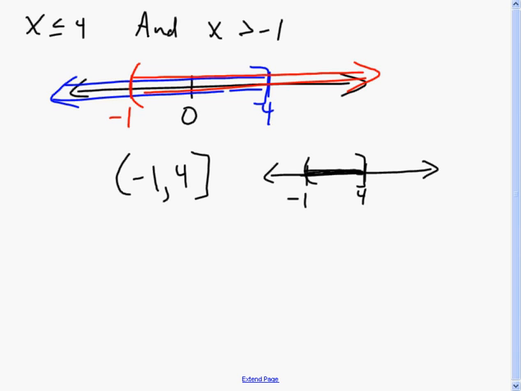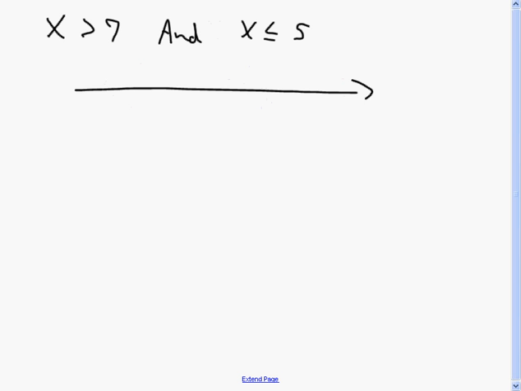The next example is just to help you see that sometimes you don't have places where you overlap. It says that x is greater than 7 and that x is less than or equal to 5. So if I draw those on a number line, you've got to make sure you know the definition of and versus or, so be careful. So I'm going to do 5 first.